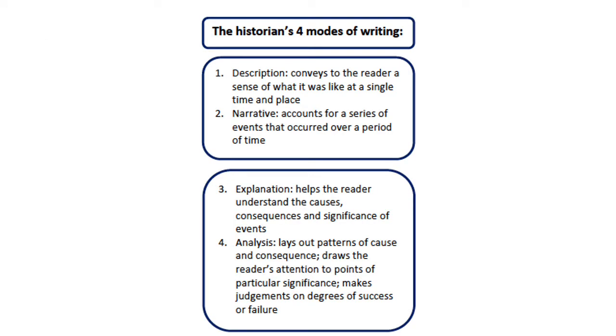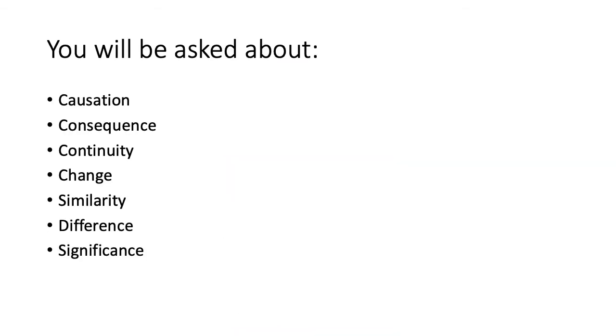Remember that historians employ 4 modes of writing. If you are writing in mode 1 or 2, you cannot hope to do very well. You left this behind in the 5th form, so you need to be focusing on modes of writing 3 and in particular 4. You are analysing, you are laying out patterns of cause and consequence, you're drawing attention to significance, and you're making judgments. Let me emphasise that by referring back to the key points mentioned in assessment objective 1B.